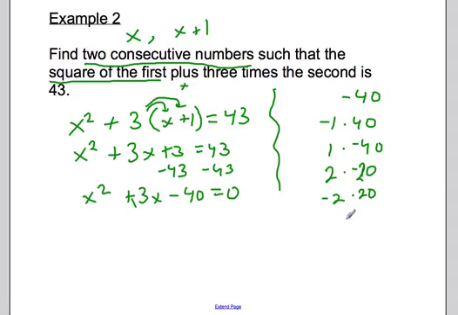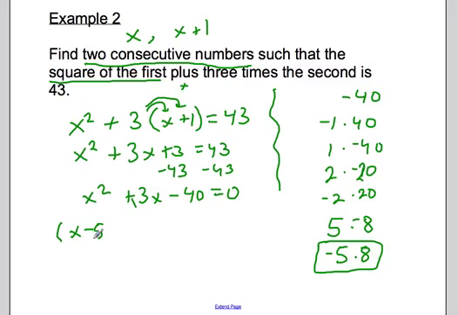So we need to find another set of numbers, perhaps 5 times negative 8. Those are different by 3. But we don't want a negative 3 here, we want a positive 3, so it has to be negative 5 times positive 8. Those are our numbers that we're going to use in our factorized form. Okay, because they multiply to give you negative 40, they add to give you 3. So we have x minus 5 times x plus 8 equals 0.